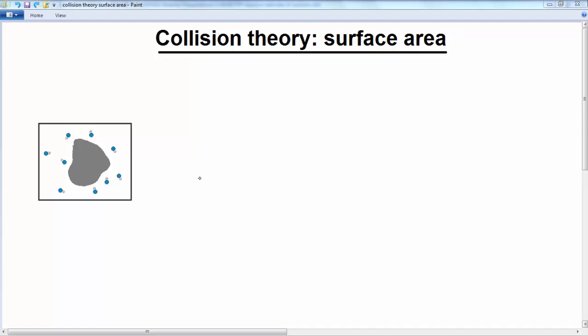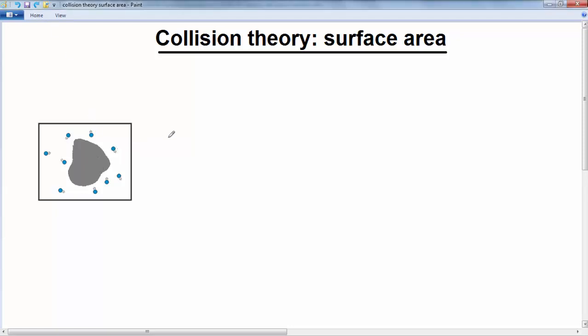In this lesson we're going to look at how the reaction rate is affected by the surface area of the reactants, again in the context of collision theory. So just to start off with, let's imagine we've got two substances reacting. The blue particles represent one substance and this grey matter here represents the other substance.